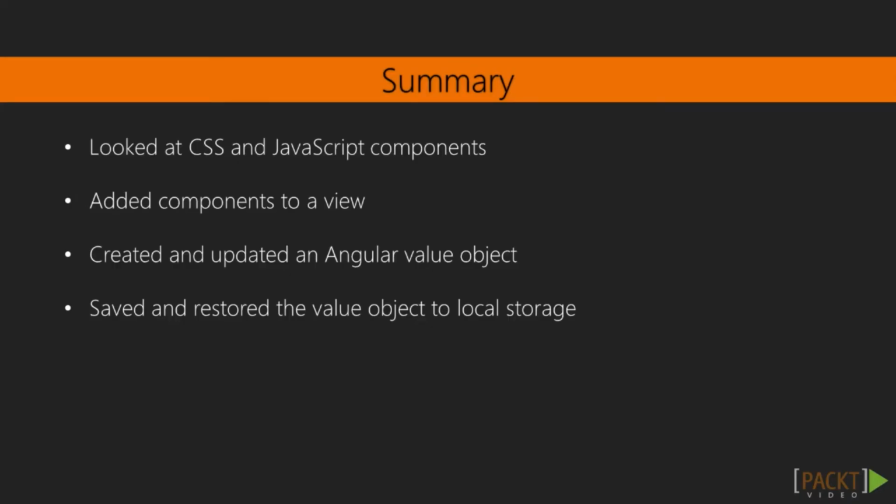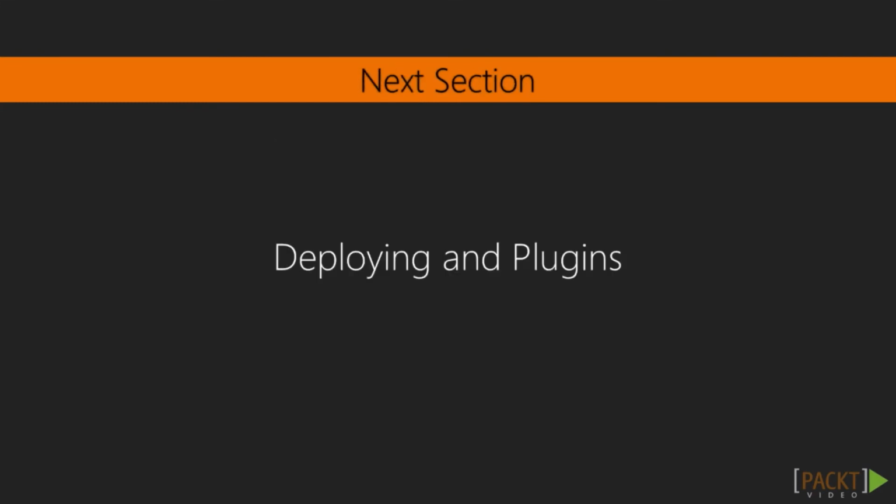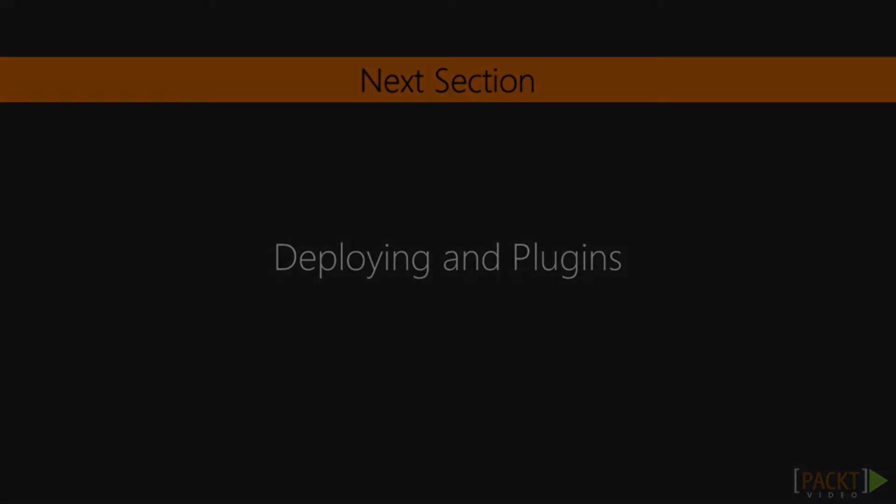Great, this marks the end of section 4. We have learned about adding CSS and JavaScript components and then adding these components to a view. We also learned how to create an Angular value object and how to save it to local storage. In the next section, we'll talk about deploying our app and using plugins.